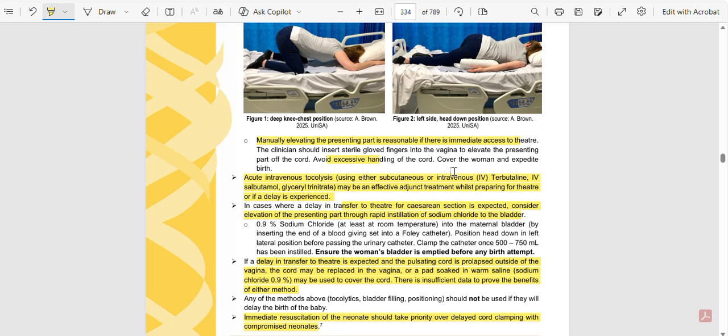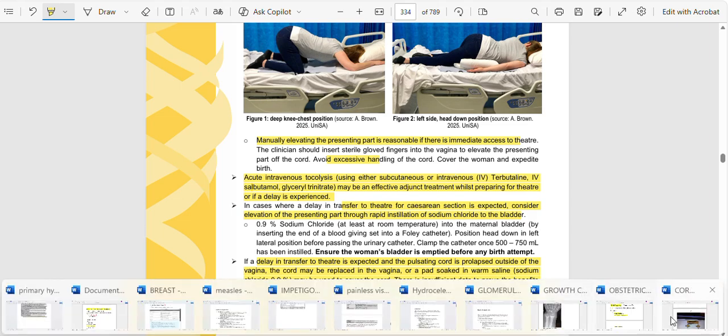Okay, now manually elevating the presenting part is reasonable if there is immediate access to the theater. If there is no immediate access to the theater, then we will do the tocolysis first. I will work on that question. You can also work on it and then choose the option wisely, please. Follow the guidelines. That is the most important thing. So I think the answer is actually tocolysis. Let's go back to that question.